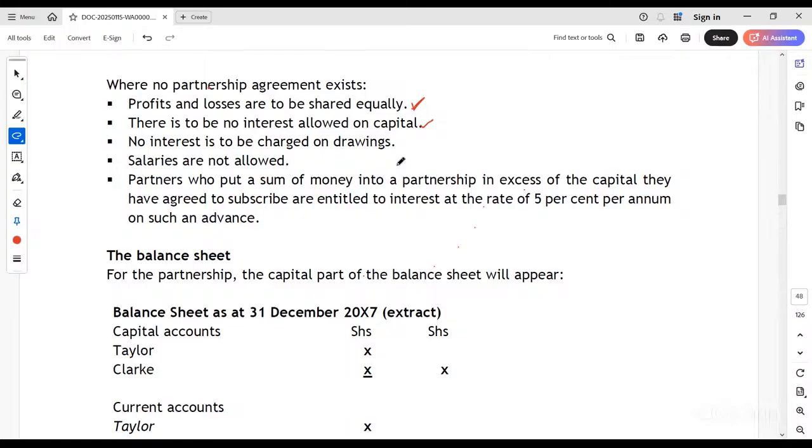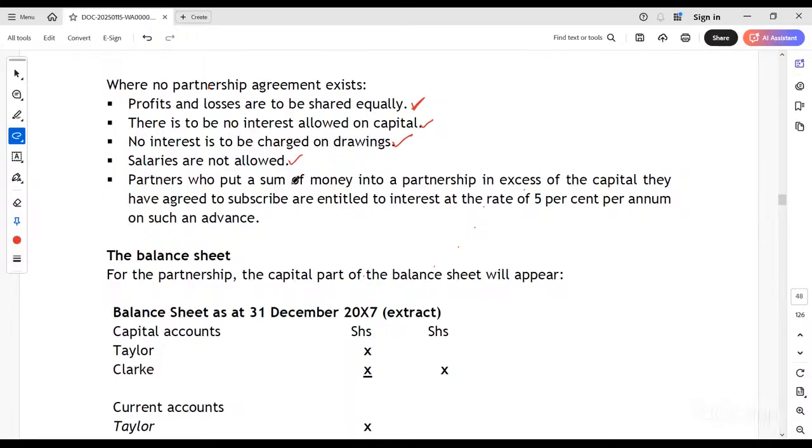How would you know the debit and credit side in the partnership account? Now, this is Richard. I think we are going to look at the questions, Richard, and you'll see how we do the accounts.